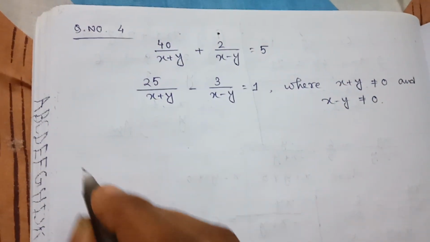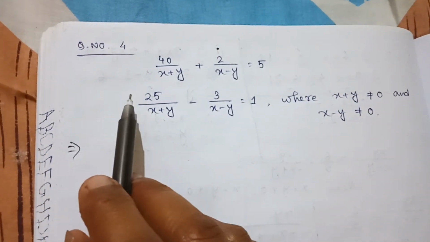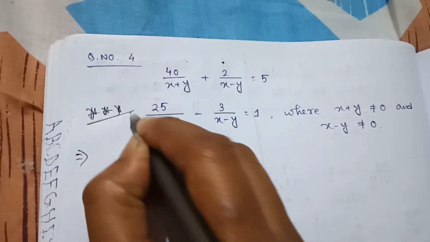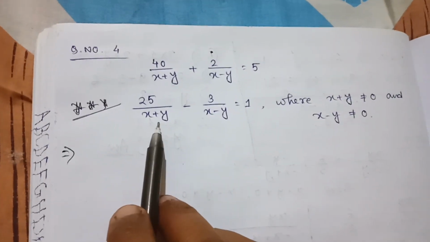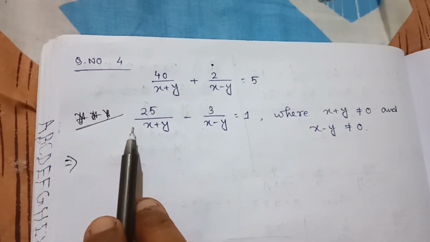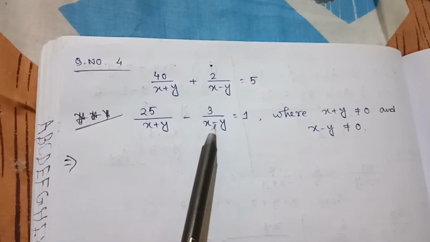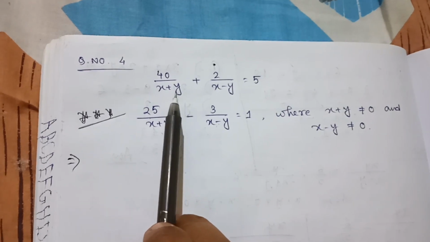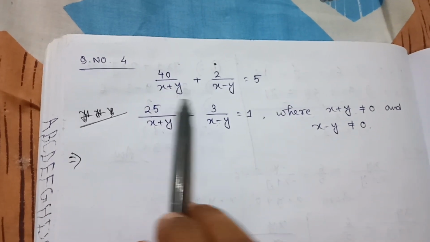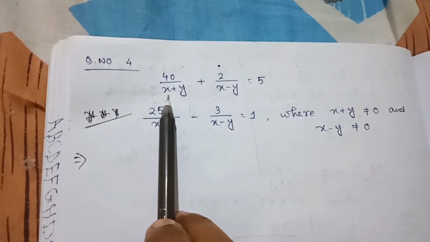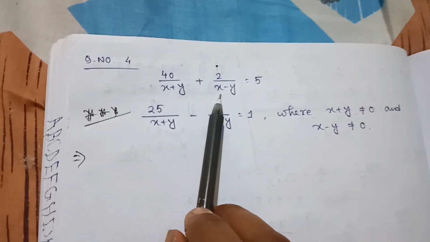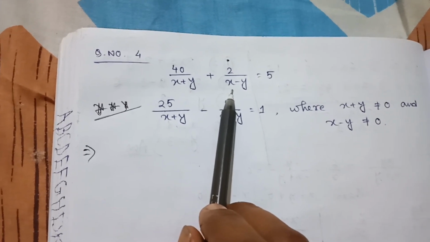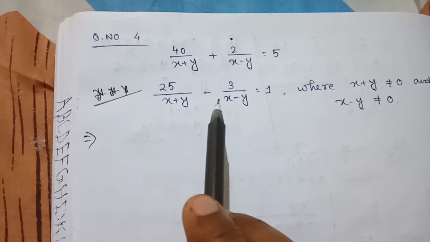Question number 4. This particular type of question is very important. Look at this question. Previously we have done x and y in the denominator. Now we have x and y both in the denominator in this form. One denominator is x plus y, another denominator is x minus y. But just remember that the process will be exactly the same.